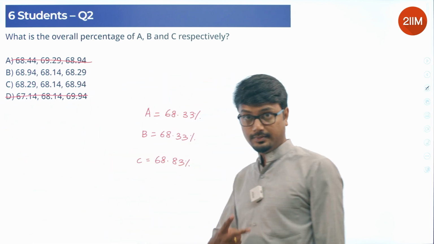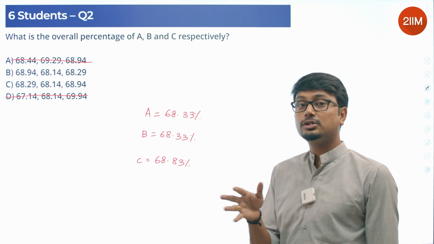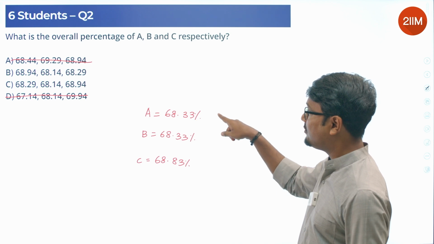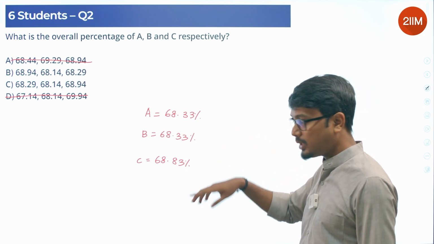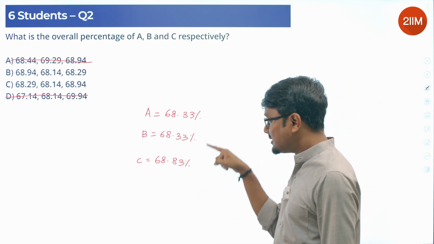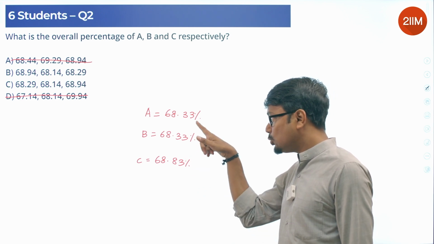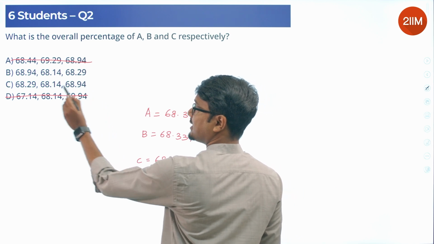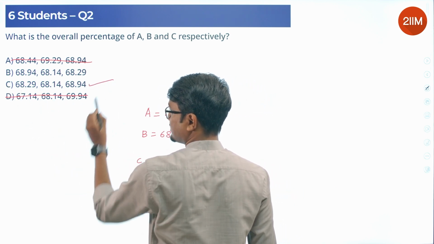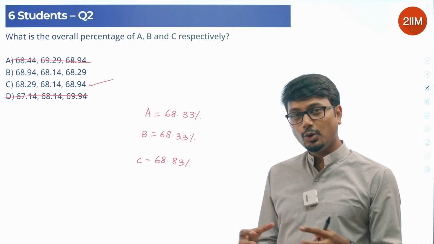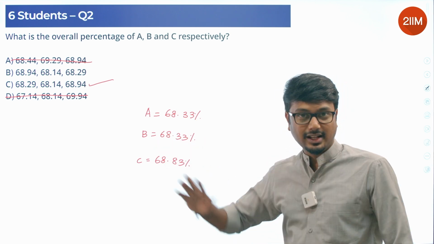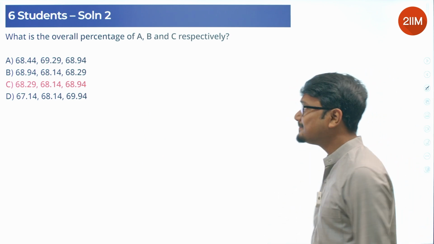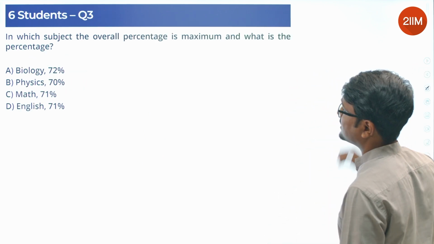We've got 2 options where we need to find the closest option. So with B, we get 68.94, 68.14, 68.29. Technically speaking, C has got more percentage than the other two people, so C should be having the better percentage than the others. So option C should be the answer. We are finding the closest one, as the exact values are not there. That's why the answer should be option C. Yes, option C.